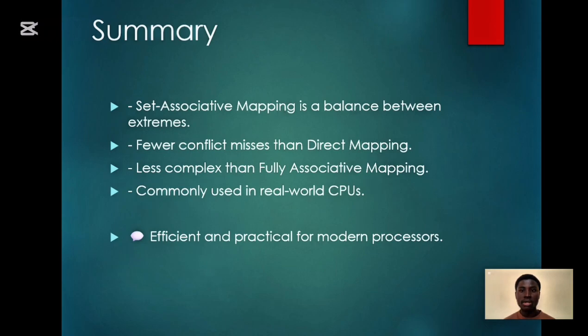Also, by allowing multiple blocks to map to the same sets, conflict misses are reduced. And in summary, we said the set associative mapping combines both the direct mapping and fully associative mapping to work. It works by dividing a cache into several sets containing multiple lines, and each memory block is mapped to one specific set, and within that set it can occupy any line.